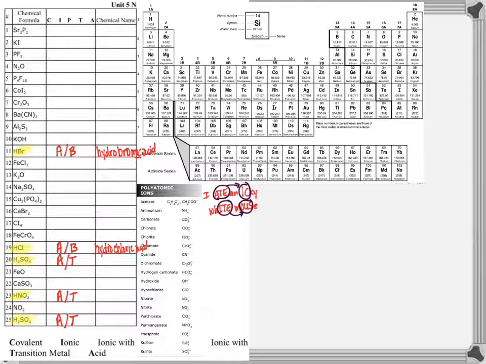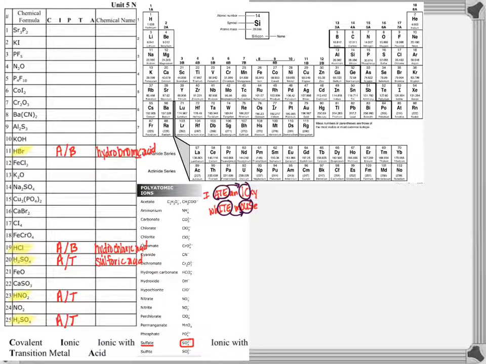So we're going to look at the first ternary acid, and here we have hydrogen, so we know it's an acid, and then we have SO4. We look for SO4 on a polyatomic ion list. Here's SO4. SO4's name is sulfate. It ends with ate, so I'm going to change that ate to ic. So it's going to be sulfuric, and I'm going to end it with the word acid.